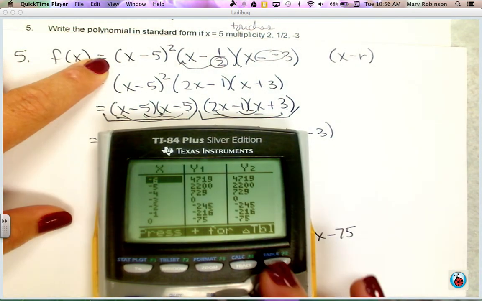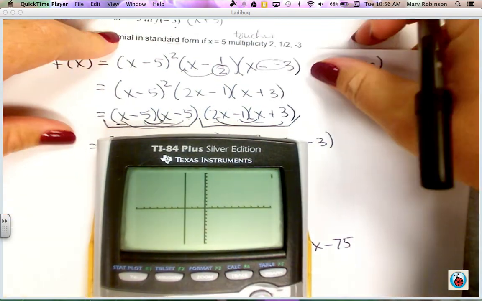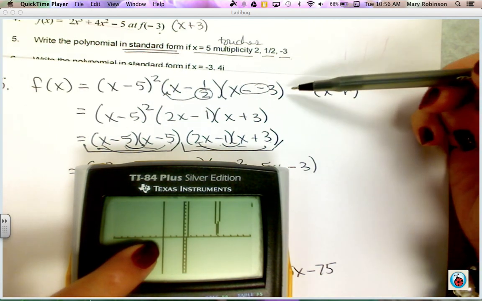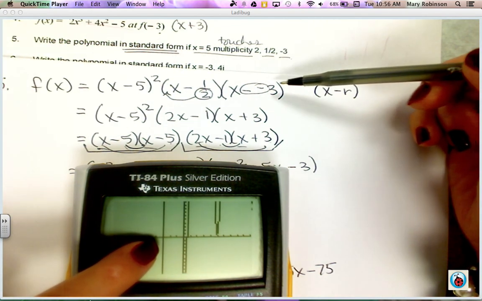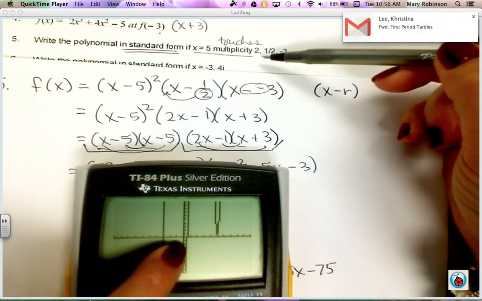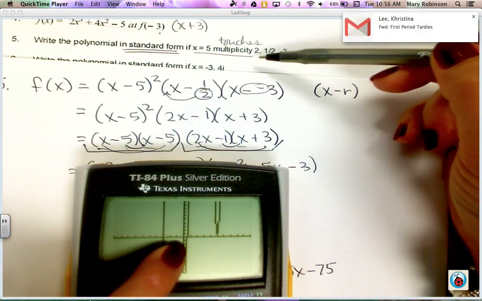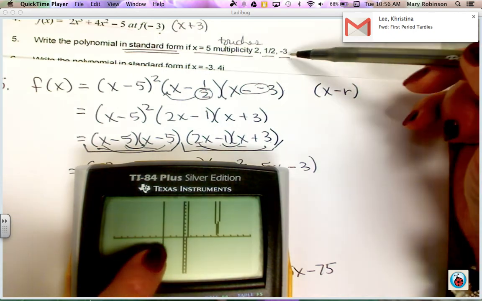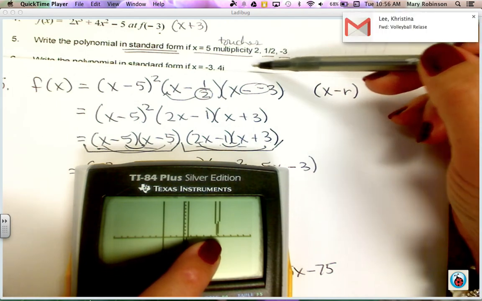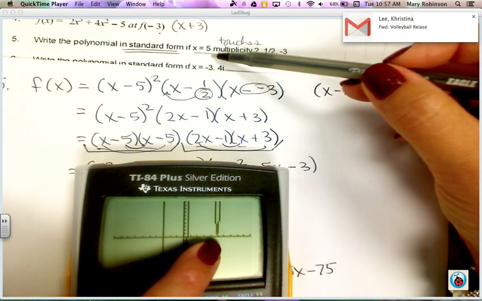Another thing you can do is graph it, guys, because if you've written your factors correctly, then it should prove exactly what we were given up here. And that is that it crosses at -3, it crosses at 1/2, and it touches here at +5. So that looks right.